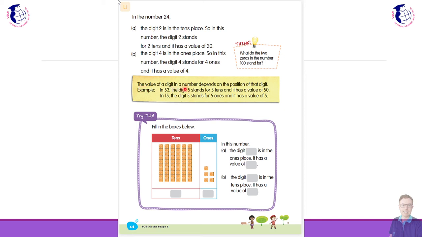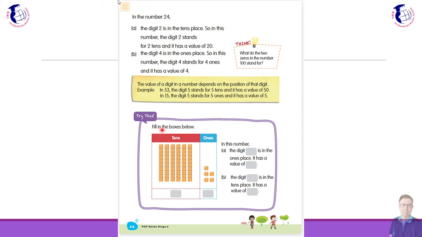The value of a digit in a number depends on the position of that digit. In 53, the digit 5 stands for 5 tens, or 50, and it has a value of 50. In 15, the digit 5 stands for 5 ones and has a value of 5. The important word there is value. What the value is depends on which position it is in the number.